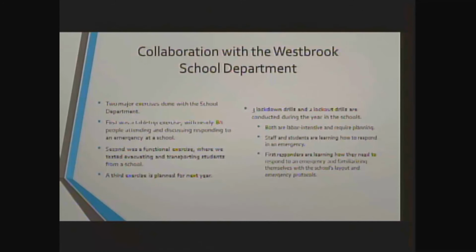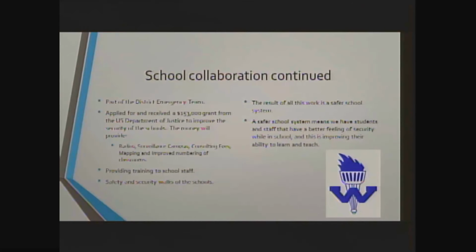And it's not just training for the schools, it's also training for the first responders. We're learning how to respond to an emergency in the school, and we're familiarizing ourselves with the school's layout and emergency procedures. We're part of the district emergency team, myself and another school resource officer. We had applied for and received a $153,000 grant from the U.S. Department of Justice, as you're all aware, because I've been sending plenty of memos your way. And this is improving the security of the schools. The money is going towards new radios, surveillance cameras, consulting fees, mapping, and improved numbering of our classrooms.